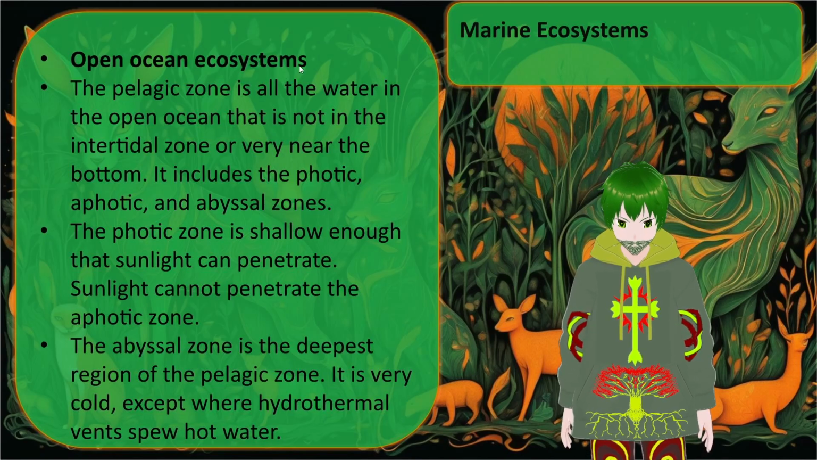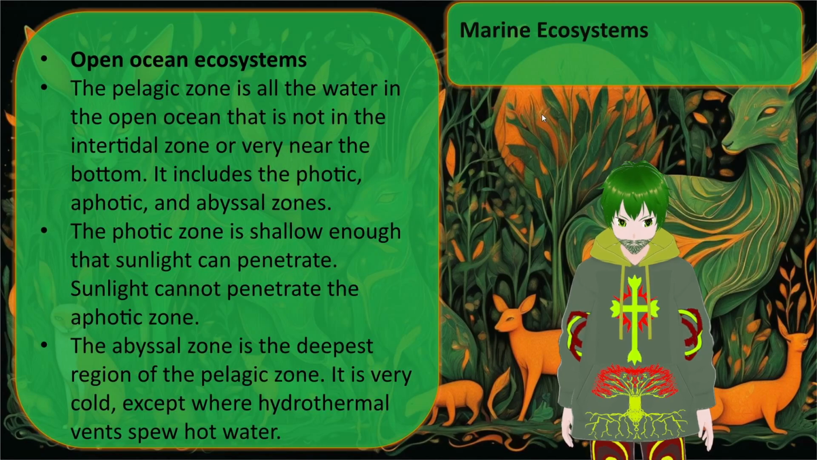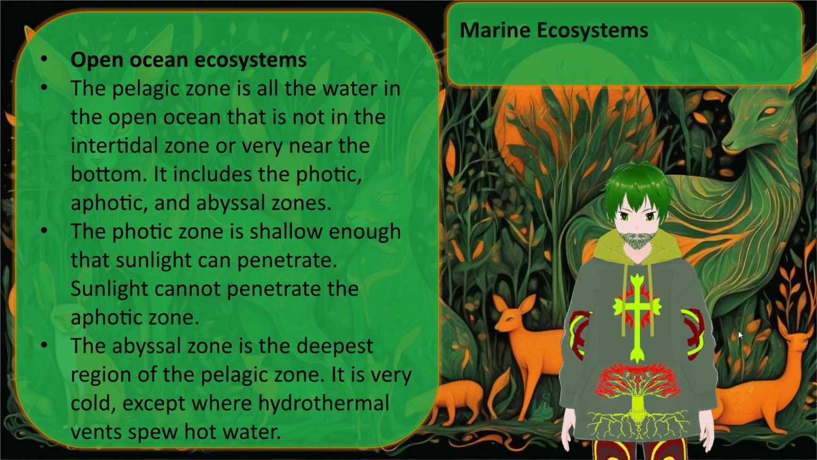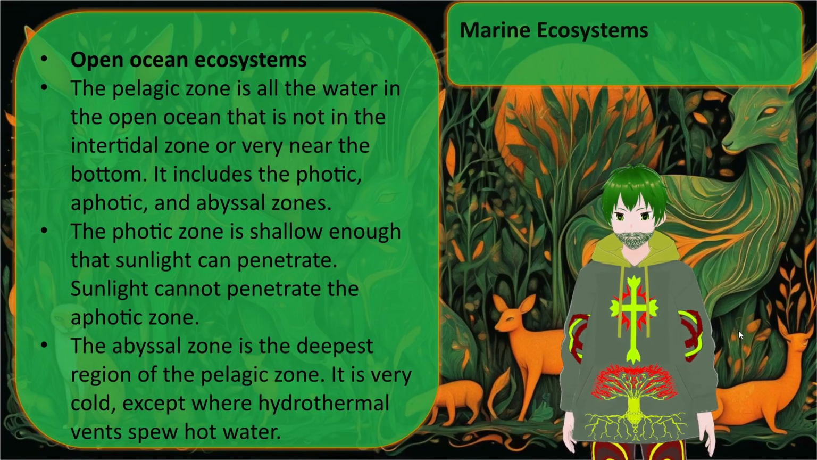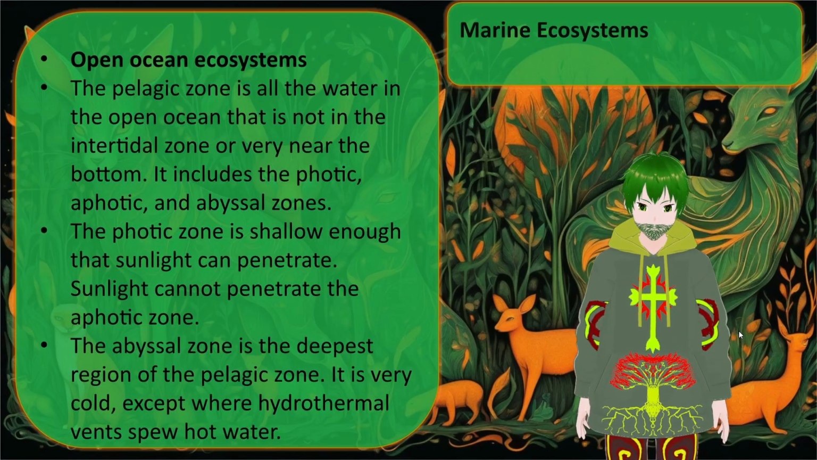Now, the open ocean ecosystem is going to be quite a bit different than the coastal or tidal coastal region because, largely speaking, the nutrients that allow for plants and photosynthetic organisms to prosper are consumed near the coastal region before they get out to the ocean itself.